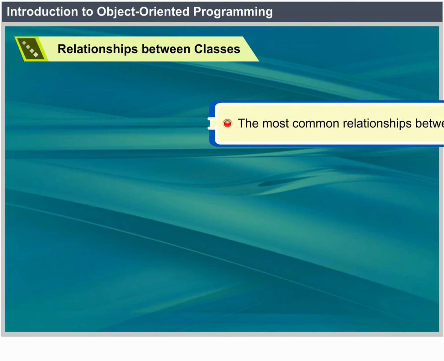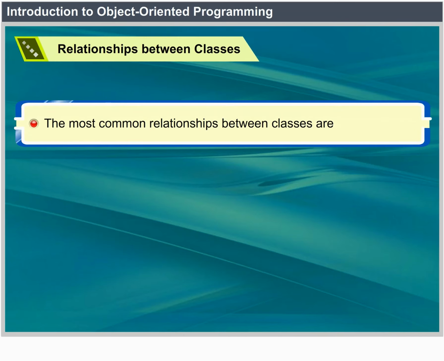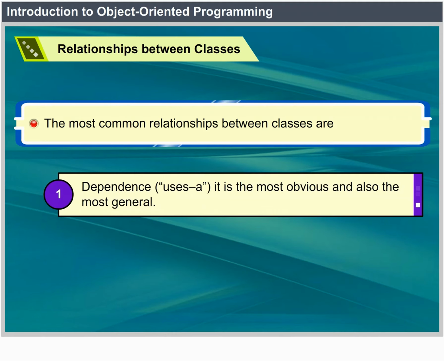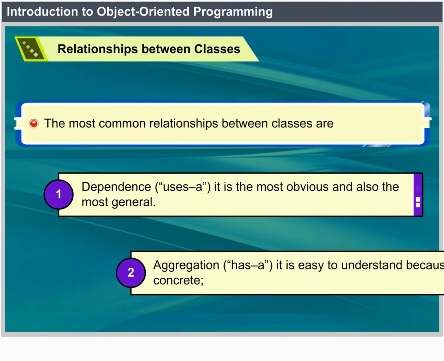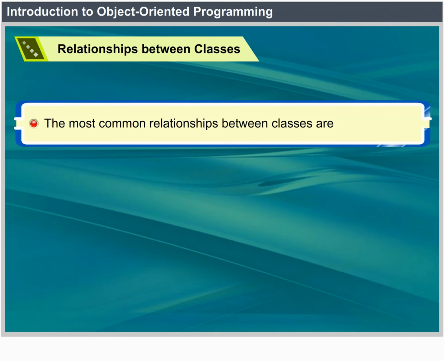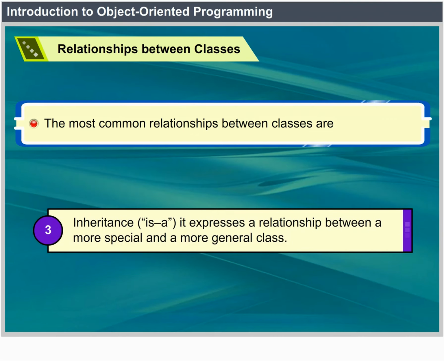Relationship between classes. The most common relationships between classes are dependence, "uses-a", which is the most obvious and also the most general; aggregation, "has-a", which is easy to understand because it is concrete; and inheritance, "is-a", which expresses a relationship between a more special and a more general class.